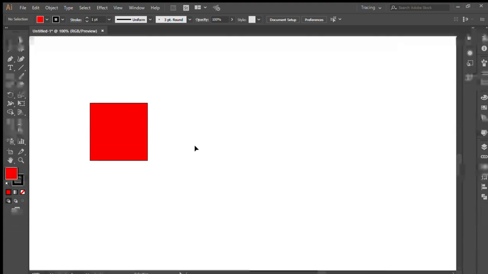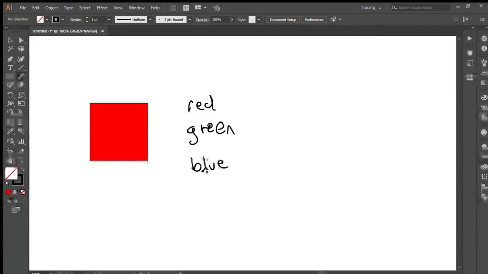What happens is in your eye there are 3 different types of cones that affect color. There's red, there's green, and there's blue. Red, green, blue. These 3 cones make up all the colors that you can see.